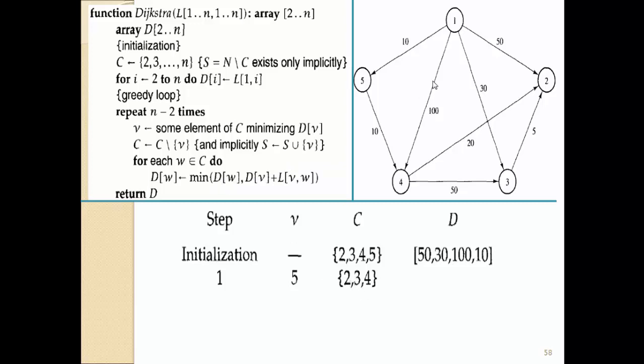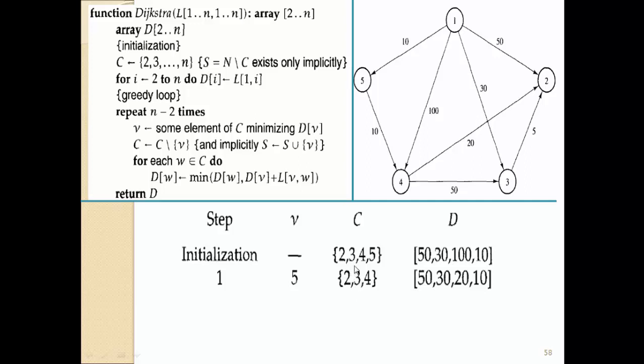D of 2 means 50. So we have to store 50 as it is. Out of these two values, one is 50 and the second one is the highest value. Which one is minimum? We have to consider 50 as the minimum, and 50 will be stored inside d of 2. So 50 will be as it is.